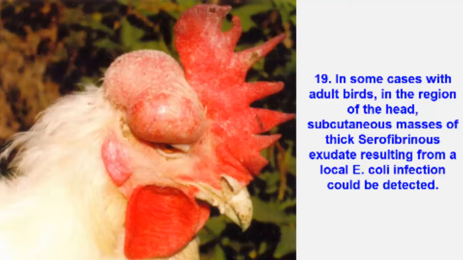19. In some cases with adult birds, in the region of the head, subcutaneous masses of thick serofibrinous exudate resulting from a local E. coli infection could be detected.